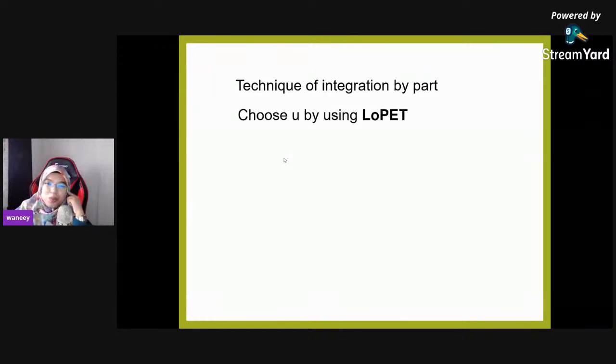So normally we're going to use something called the LOPET code. LO actually stands for a log. If just now we have a u and a dv, u is the thing that we want to differentiate. So when we differentiate, we look for the thing that is easiest to differentiate. That is why we start with a log. So we're going to start with a log first.